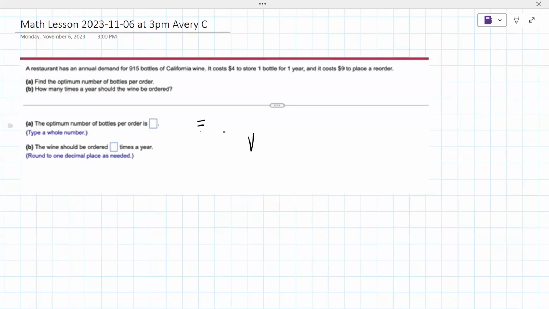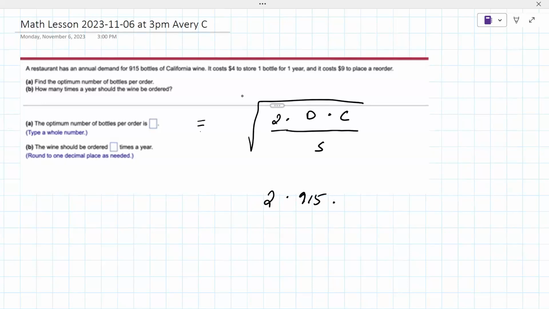The box here is the square root of 2 times D times the ordering cost over the storage cost, which I don't remember if that's S, but let's see if we can get these down. So the demand is 915 bottles. The cost is $9 to place an order. That's C. And storage cost is $4.